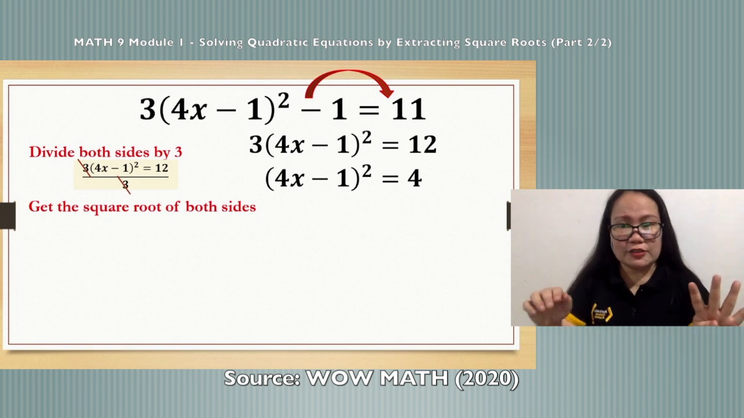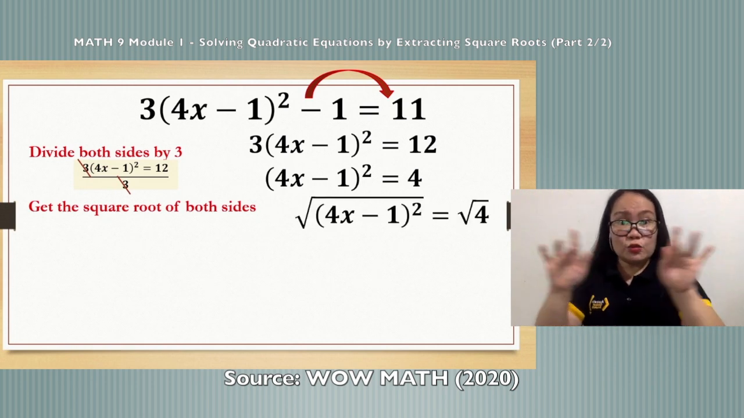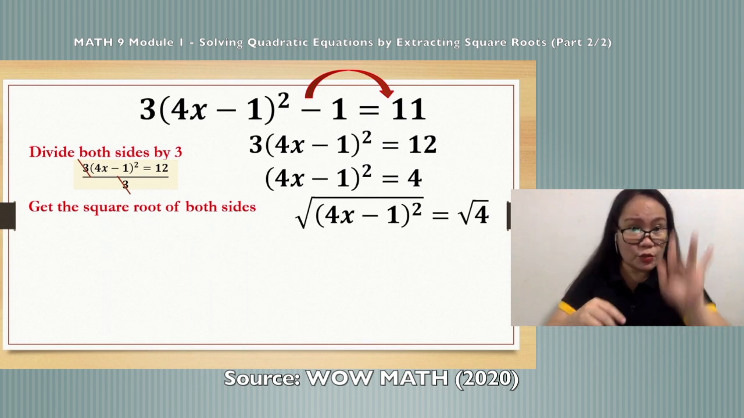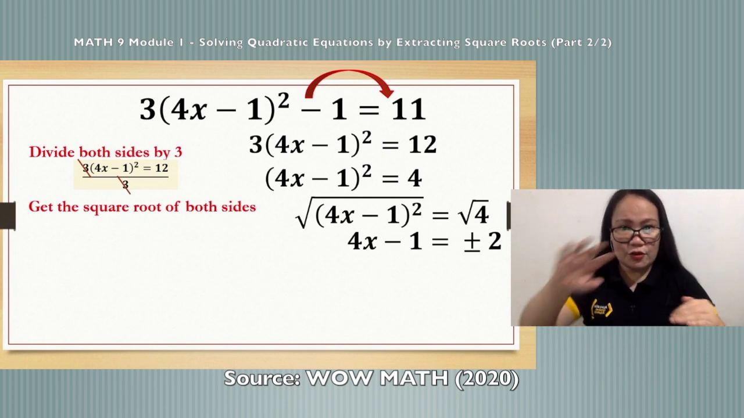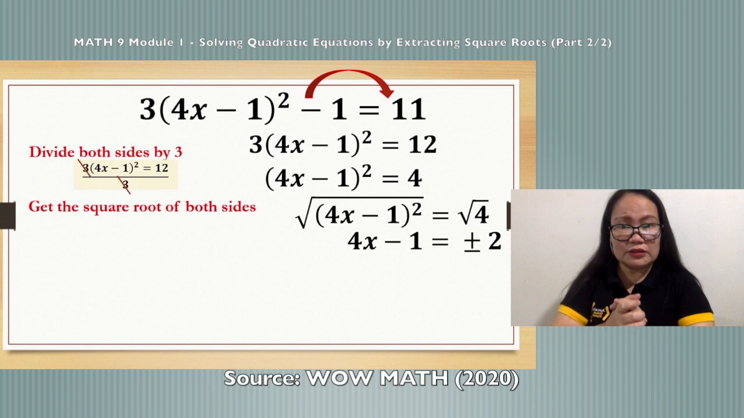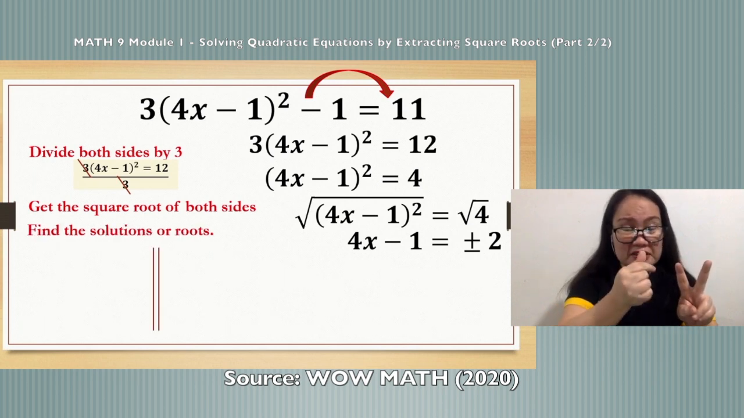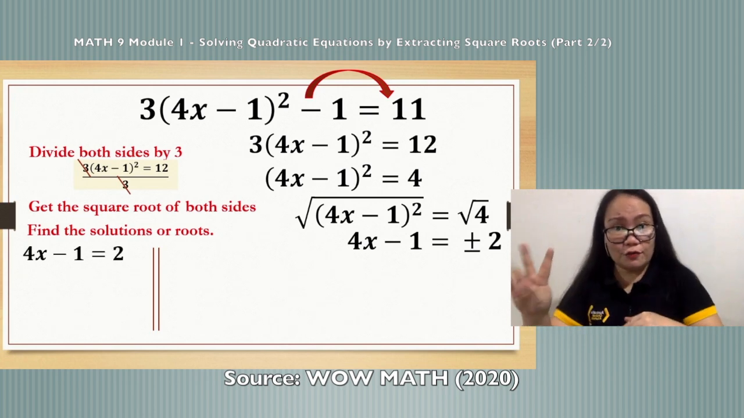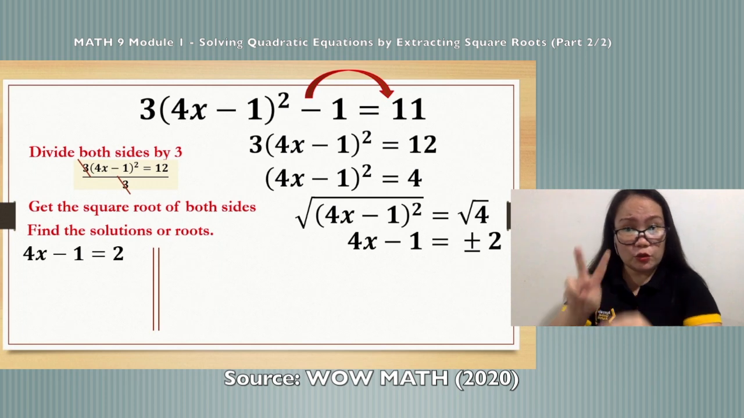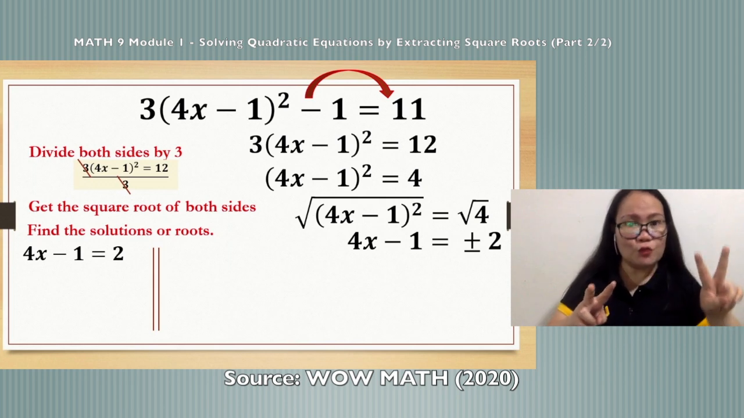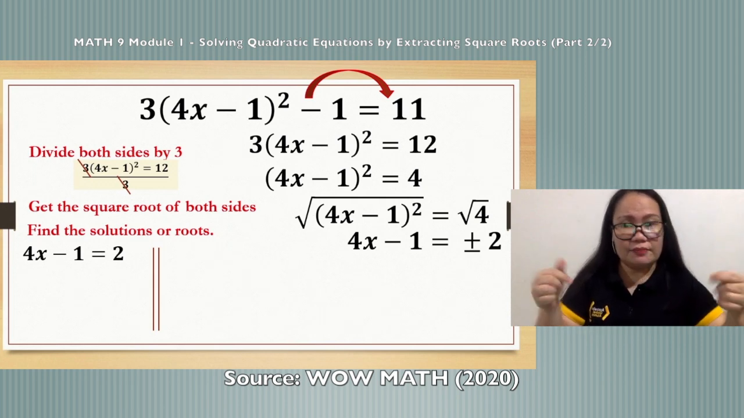So, get the square root of both sides. We will now have the square root of the square of quantity 4x minus 1 is equal to the square root of 4. So, we will have 4x minus 1 is equal to positive or negative 2. Again, since ang 2 natin ay pwede raw positive and negative, magkakaroon ulit tayo ng dalawang equation. So, the first equation is 4x minus 1 is equal to 2, at yung isa naman mamaya ay 4x minus 1 is equal to negative 2. Laging ganon. So, let's solve first the first equation.